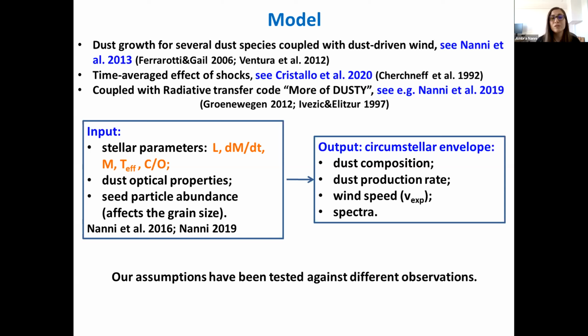The input quantities of the model are the stellar parameters that are taken from the stellar evolutionary tracks. We have to decide something for the dust optical properties, and in this case, it's particularly critical to choose the right optical properties of carbon dust. On the other hand, we have another parameter, which is the seed particle abundance, which is critical because it affects the grain size, and so again, the optical properties of our grains. This seed particle abundance is uncertain, so we have to assume it, and in our model we tune it to reproduce the observations. So we just assume seed particles are there and we follow just the process of grain growth.